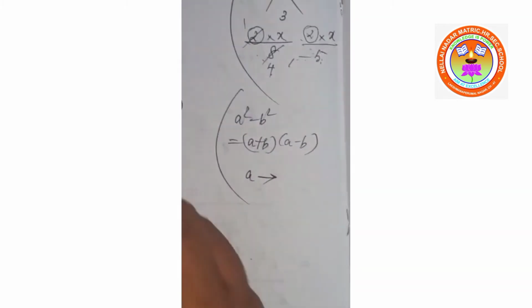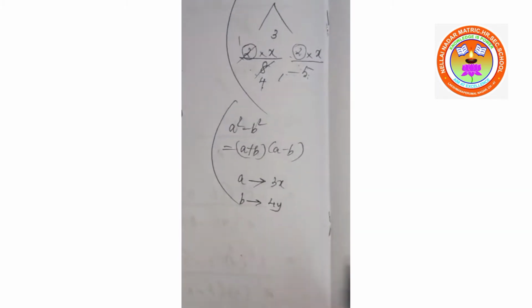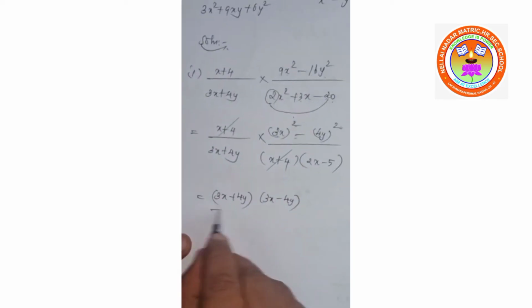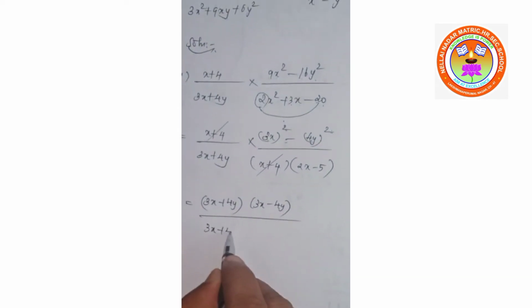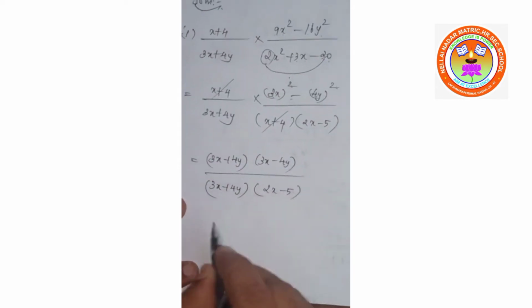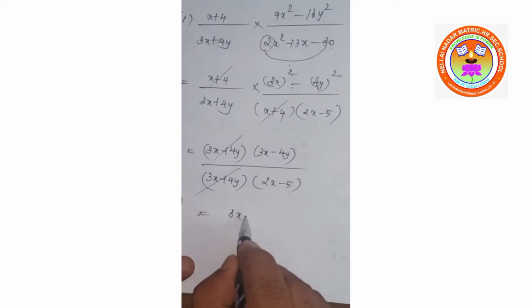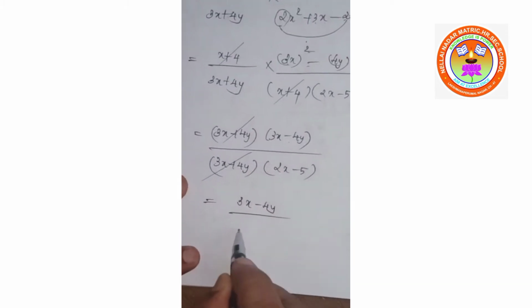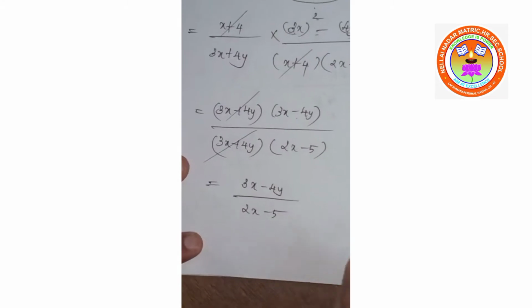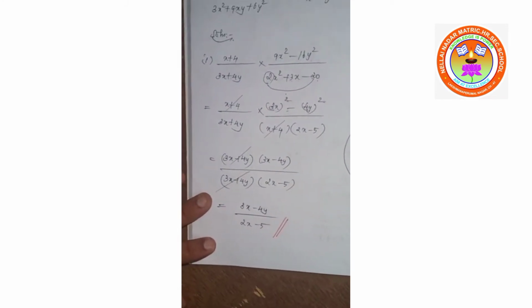Because a is equal to 3x and b is equal to 4y. Now, in the denominator we have (3x + 4y)(2x − 5). 3x + 4y gets cancelled. So what is the numerator? 3x − 4y divided by 2x − 5. Subdivision number 1 is over.